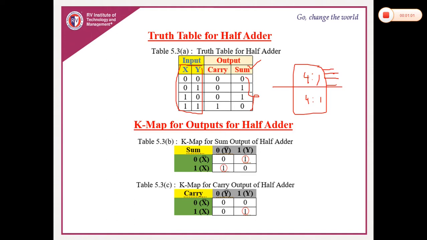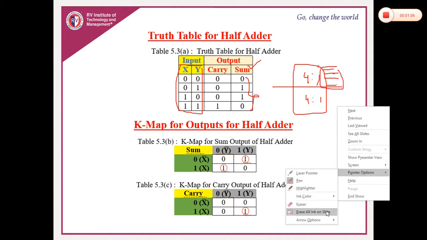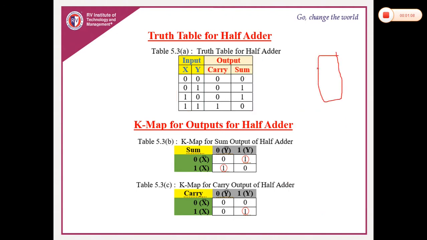4:1 multiplexer IC. Okay, so 4 inputs and 1 output. So the top one I'll be using as the sum output, and the bottom one I'll be using for getting the carry output. So for that you should give whatever is expected. For the sum, the expected output is 0 1 1 0, you just give it here, 0 1 1 0. Then carry, whatever is expected, is 0 0 0 1. So 0 0 0 1 you just give it here.